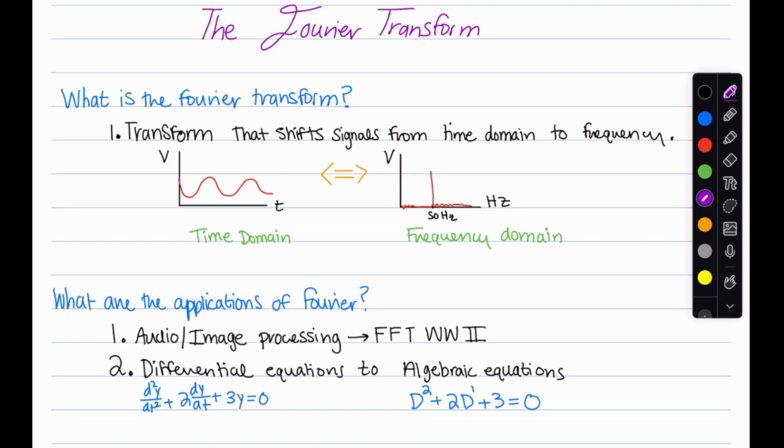The Fourier transform is simply a mathematical transform that shifts signals from the time domain to the frequency domain. On the left here we have the time domain. Effectively what the time domain is, right? It's like how we plot functions. It plots the voltage or amplitude versus time. So it plots y of t, or voltage over time.